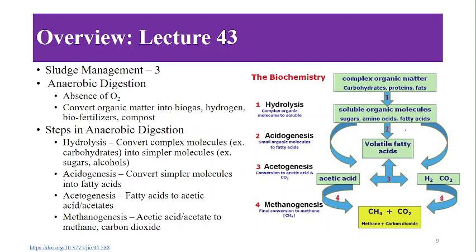The steps in the anaerobic digestion are such that, firstly, the complex molecules, they can be carbohydrates, they can be proteins, or they can be peptides. So these carbohydrates, as I have written here, for example, are converted into simpler molecules. They can be either sugars or alcohols. Or if it is cellulose, it can be converted into glucose. So the first step is hydrolysis, and from there it goes to acidogenesis.